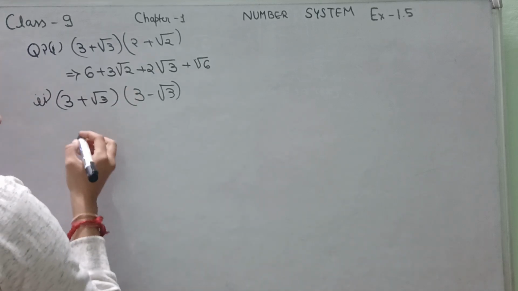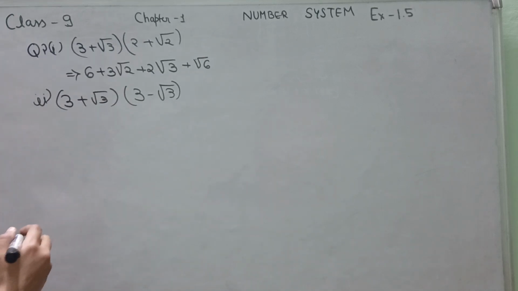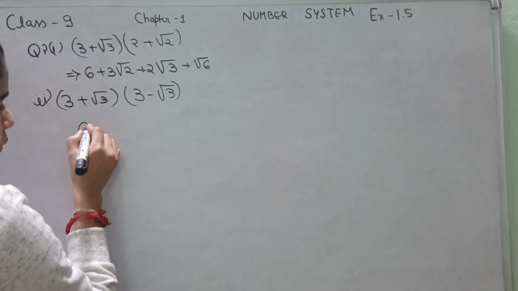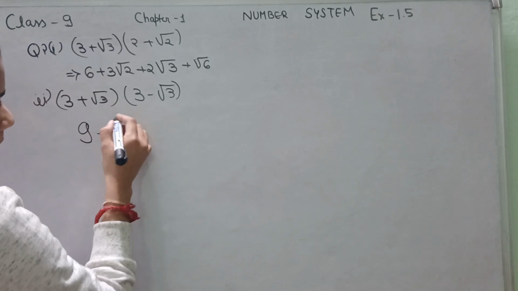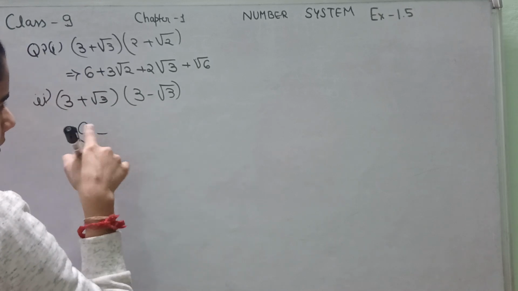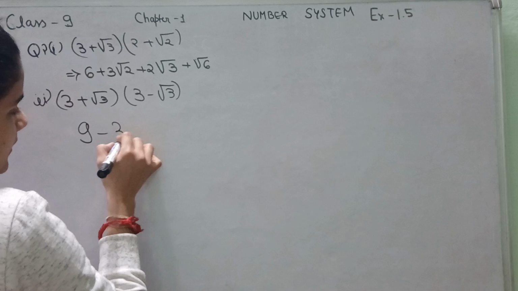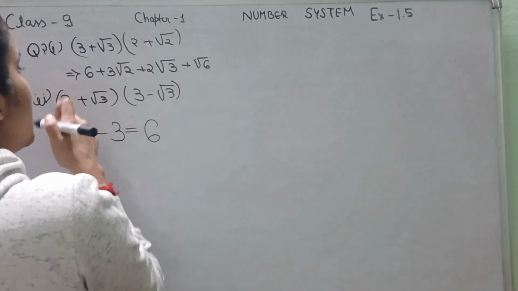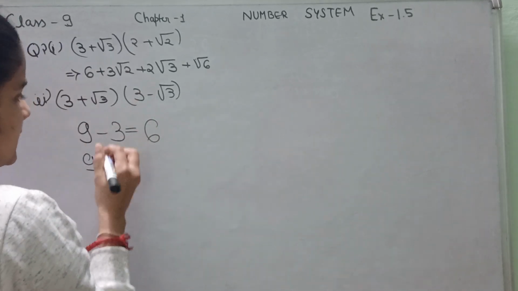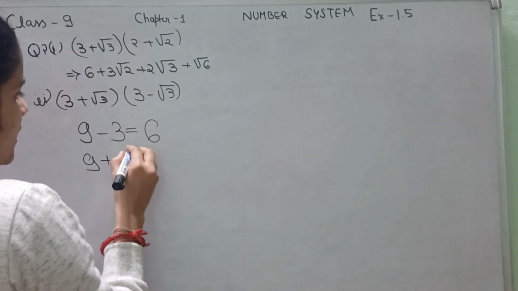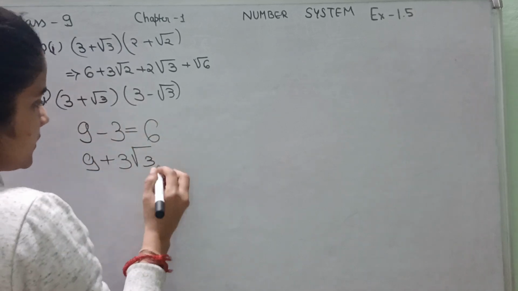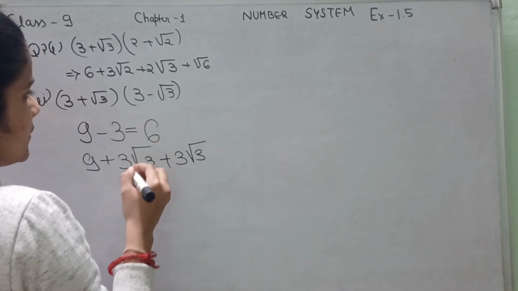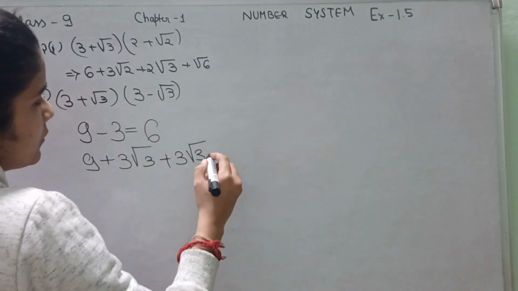Okay, so by directly applying the identity, we get A plus B, A minus B equals A square minus B square, right? A square minus B square, B square, which is 6. Again, by solving it by this method, 3 into 3, 9, plus 3 root 3. This into this, plus 3 root 3. This into this, root 3 into root 3.